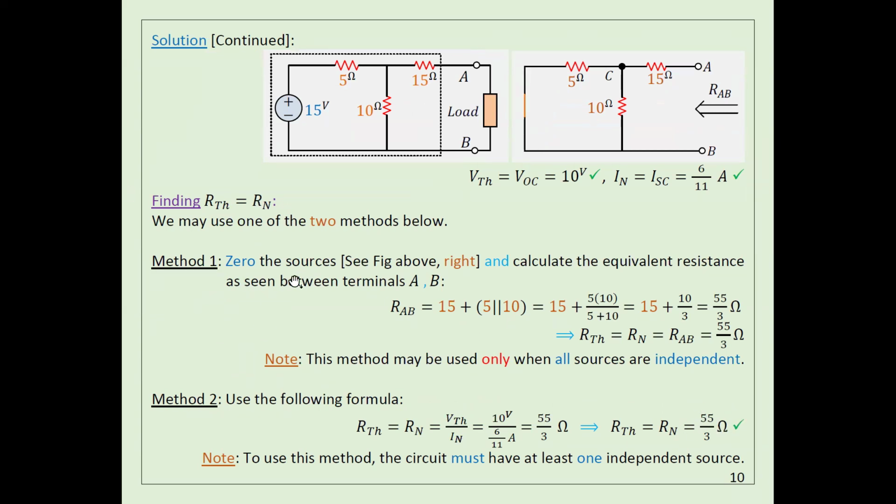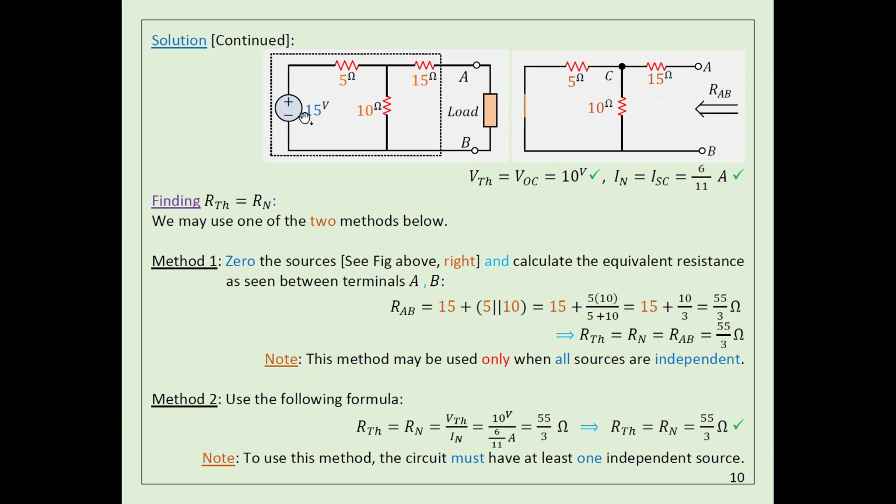There is another option, because I don't have any dependent sources. I have only independent sources, as you see here. So I can simply open here, and then I see what the resistance is if you look this time from here. What is the equivalent resistance after you cancel the sources?